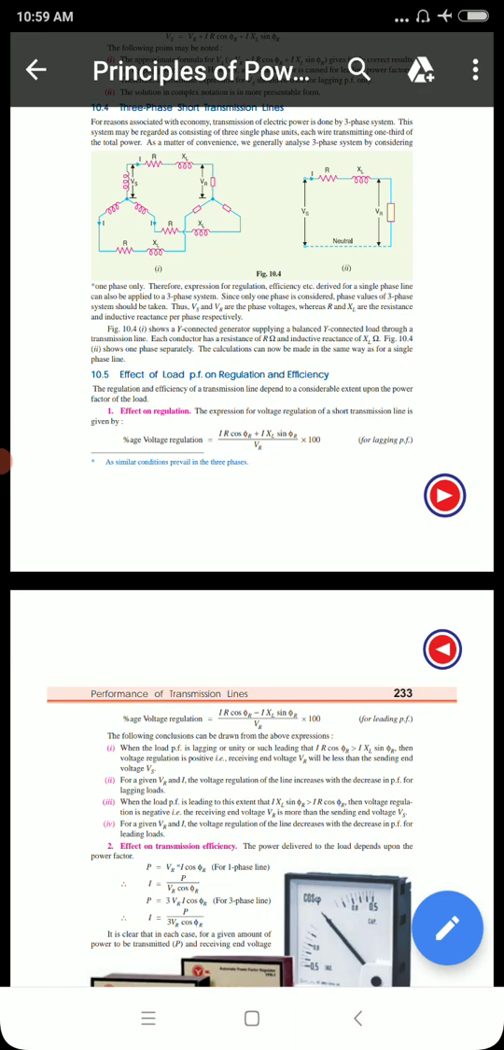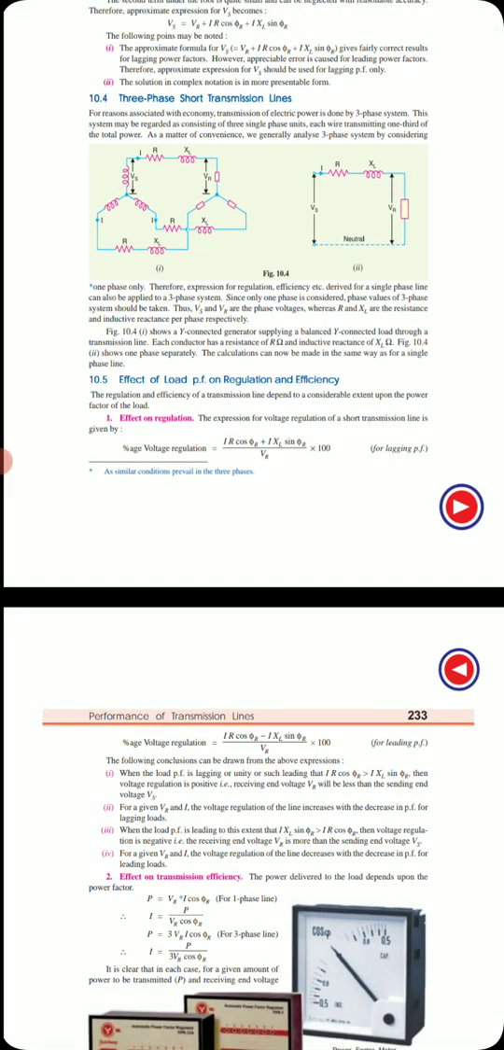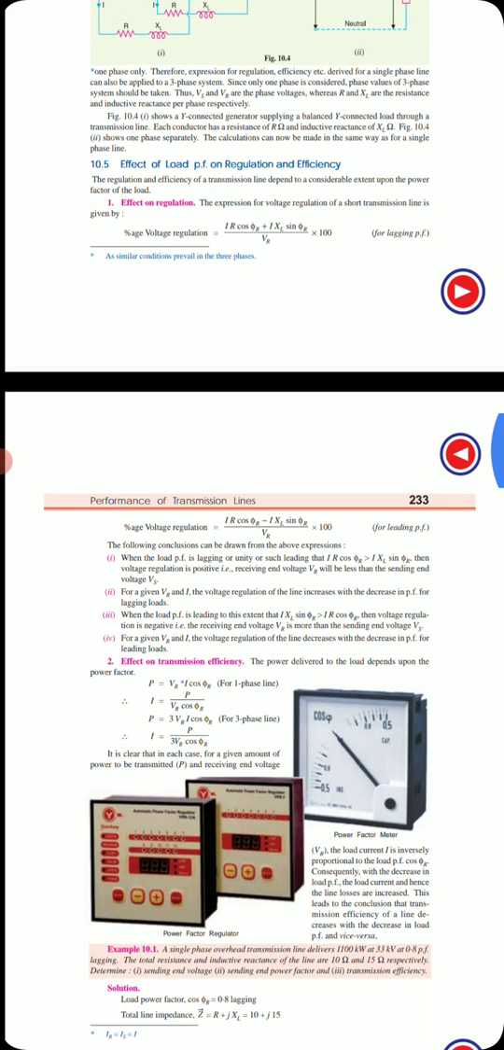So the regulation and efficiency of the transmission line depend to a considerable extent upon the power factor of the load. So first, the effect on regulation. The expression for the voltage regulation of a short transmission line is given by percentage regulation equals (IR cos φr plus IXL sin φr) divided by VR, into 100, with a lagging power factor. And in the numerator it will become minus if it is a leading power factor, that is IR cos φr minus IXL sin φr.